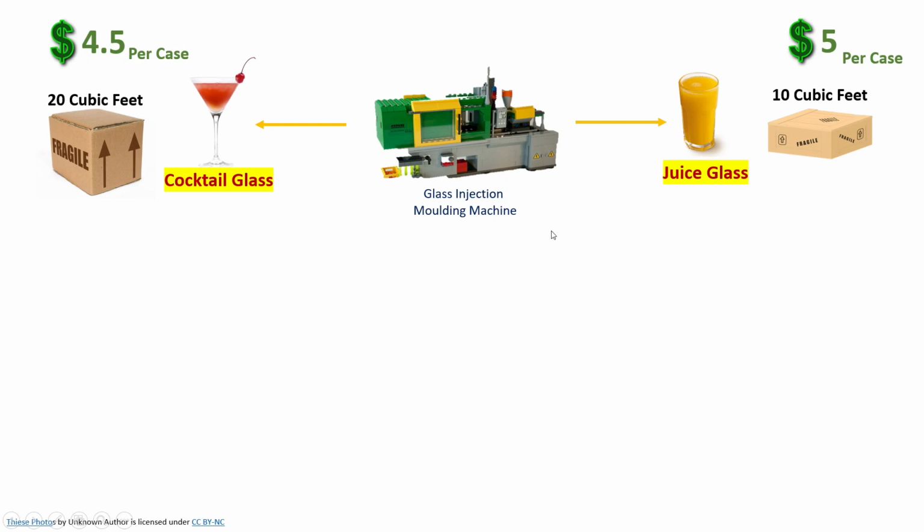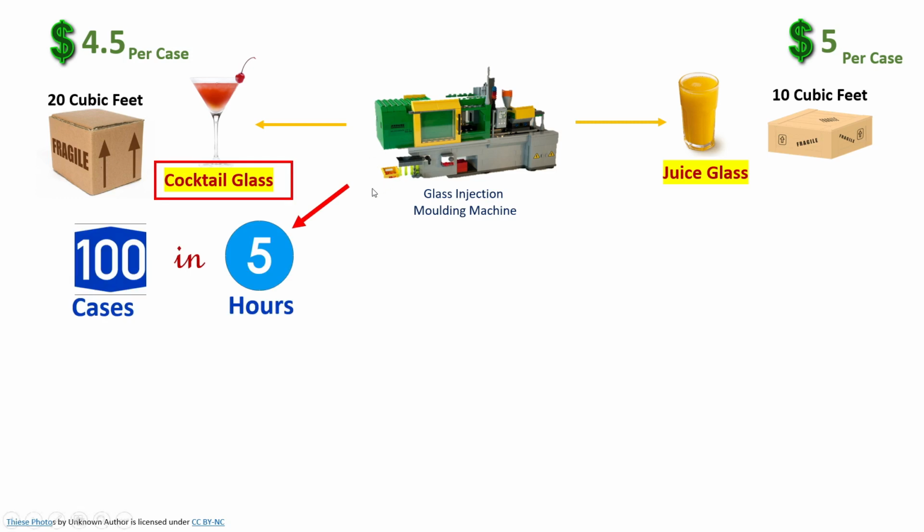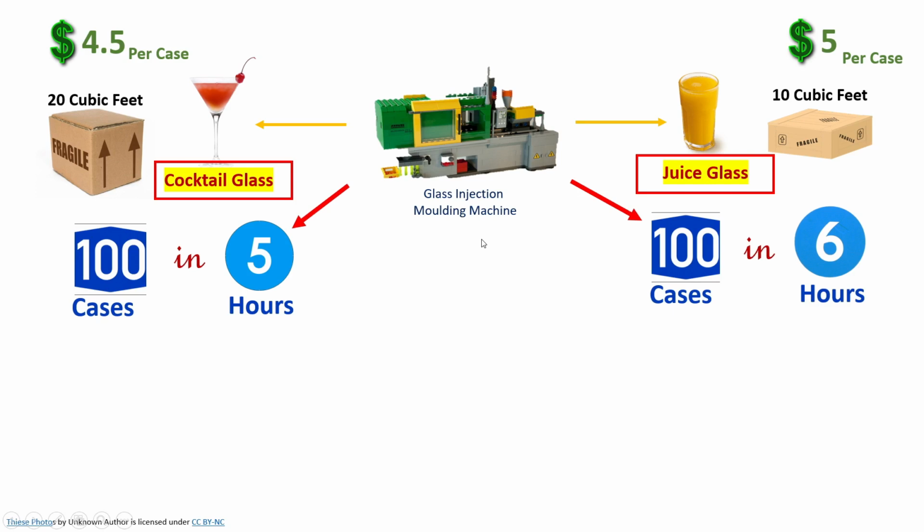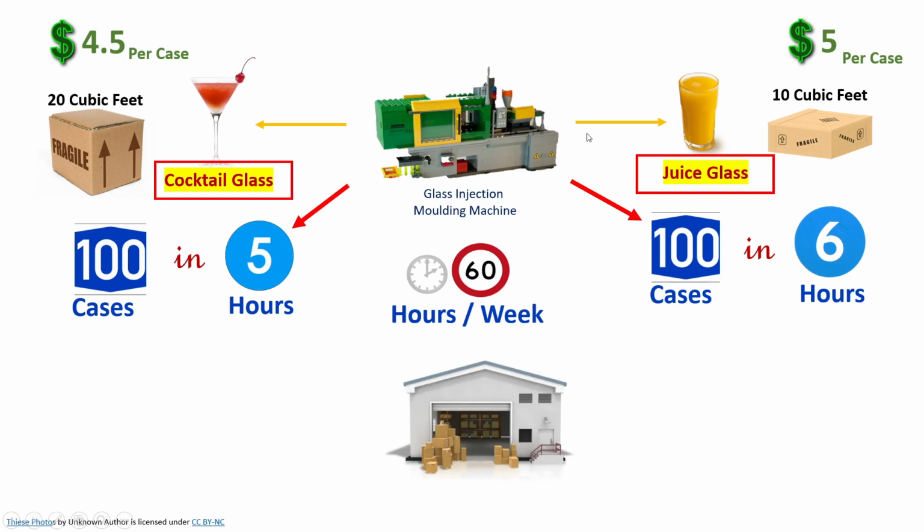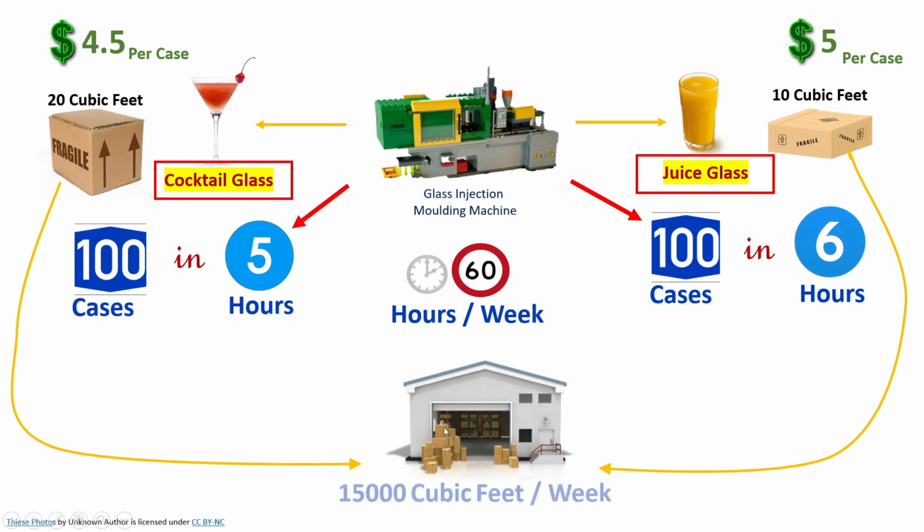As far as cocktail glasses go, this machine can produce 100 cases of cocktail glasses in 5 hours, whereas for juice glasses, this machine can produce 100 cases of juice glasses in 6 hours. There are some limitations also. This machine is available only for 60 hours per week, and as we keep producing these cases, we store them in a warehouse, and the capacity of this warehouse is limited to 15,000 cubic feet per week.